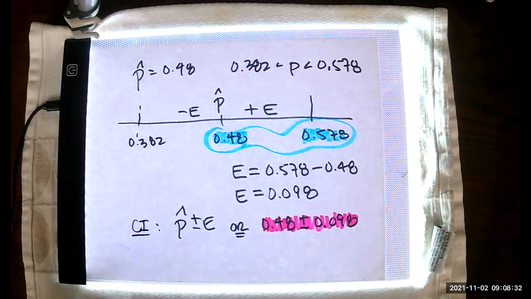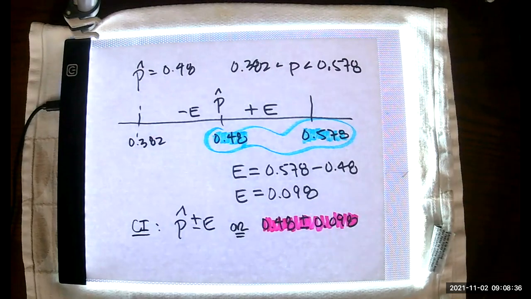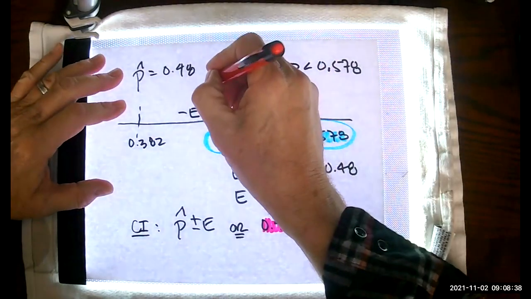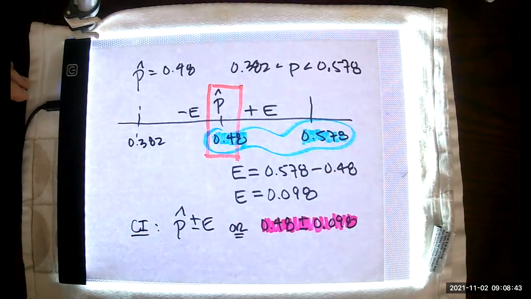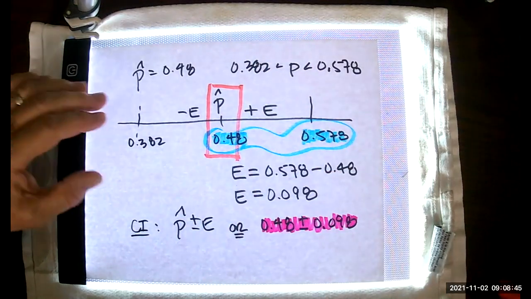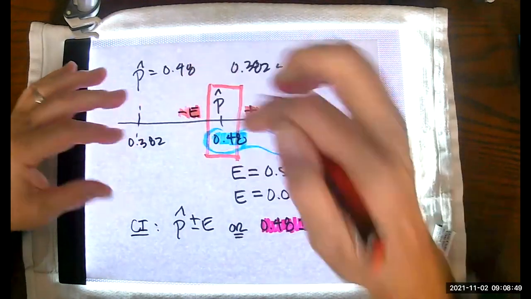If I put this on a number line, my point estimate, p hat, lies right here, smack dab in the middle of my confidence interval. And what do I do? I add and subtract a little bit. That little bit is that margin of error.